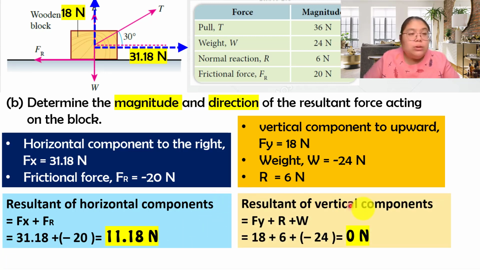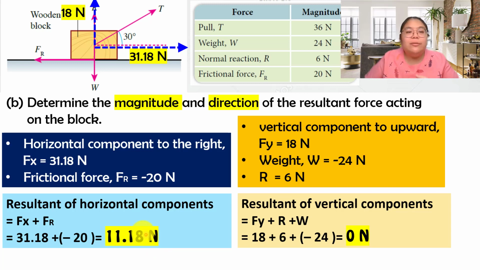So the resultant of the vertical component is Fy plus R plus W. Fy plus R is 24. Then you need to add the weight with its direction, also 24. So the resultant vertical component is 0. It is already balanced, so the box never lifts up and never goes down. Finally, we just have one force acting on the block. The force now is 11.18, going to the right-hand side.